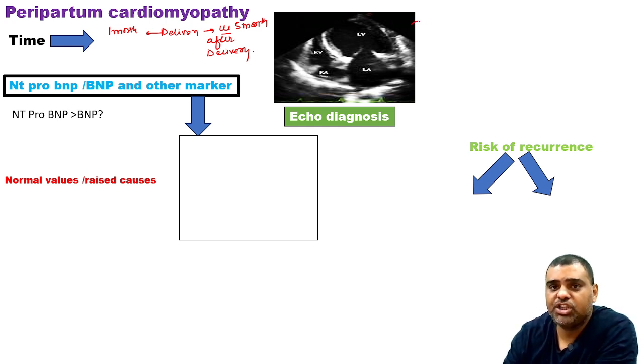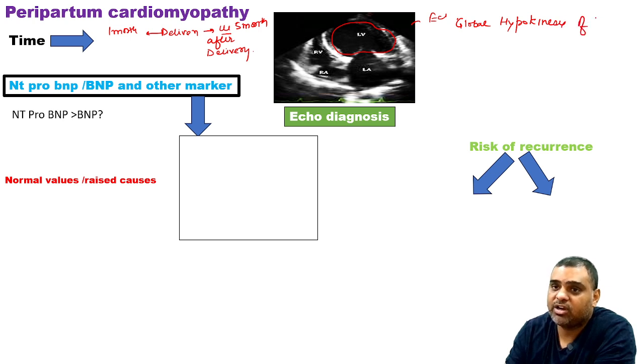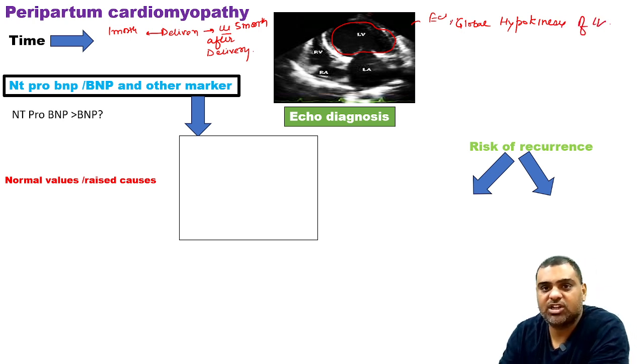Now, how to diagnose peripartum cardiomyopathy? On echo, what are the findings? You will see this is the left ventricle which is totally dilated. So what you will see? You will see global hypokinesia of the left ventricle. First thing that you will see.